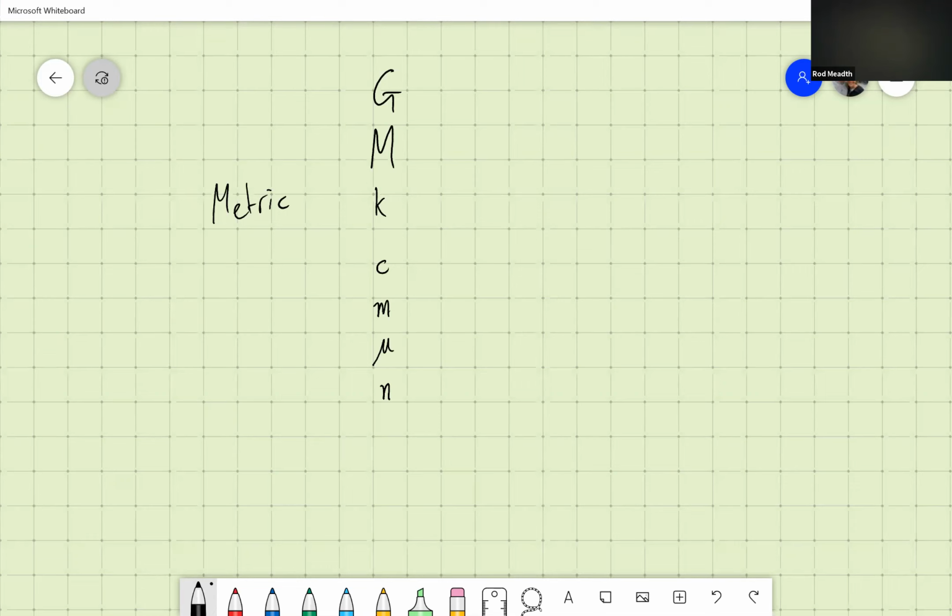I don't need to rewrite that whole table, but giga multiplies something by 1 billion. Mega is by 1 million. Kilo is 1,000. Centi is 100th. Milli is 1,000th. Micro is 1 millionth. And nano is 1 billionth. And we also have the exponentials that they show you there as well.